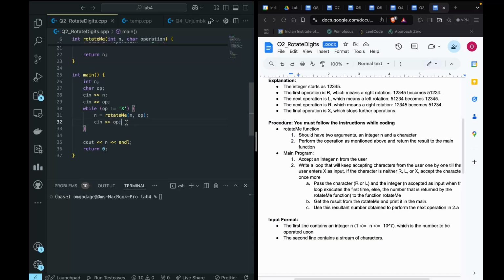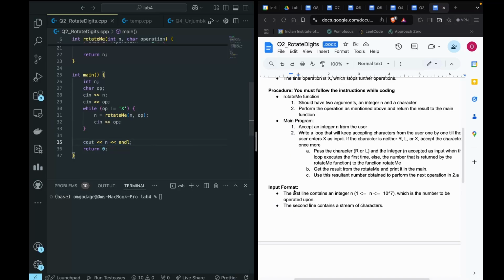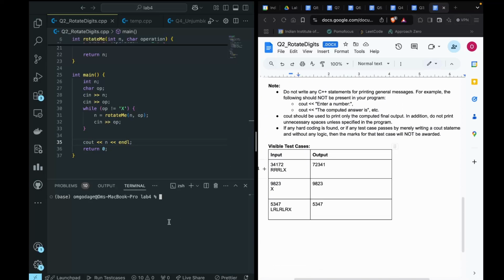Okay, and then you take the next operation inside, and then you check whether the next operation is x or not, and then finally at the end you print out the value of n. So let me see if this works or not.